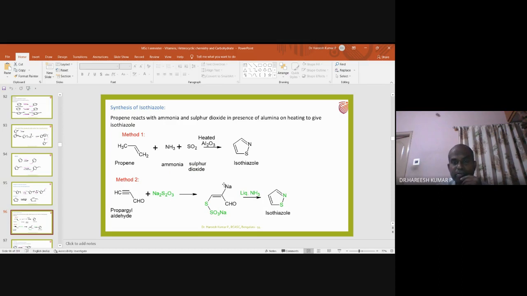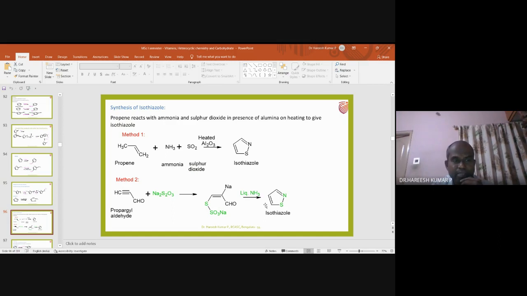Once this intermediate is formed, it is treated with liquor ammonia. The ammonia will form a bond with this sulfur, and also form a double bond with this carbon. Oxygen and H2 will go out as water, forming isothiazole. So these are the two methods of preparation of isothiazole: one with propene, ammonia, and sulfur dioxide, the other with propargyl aldehyde and sodium persulfate. With this, I will go to the next slide.